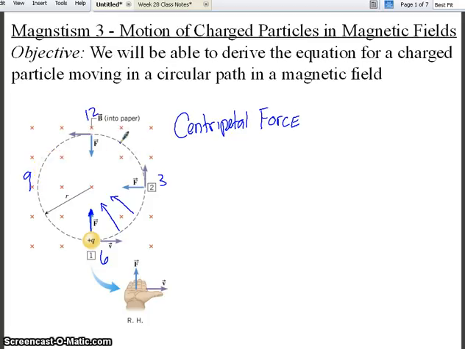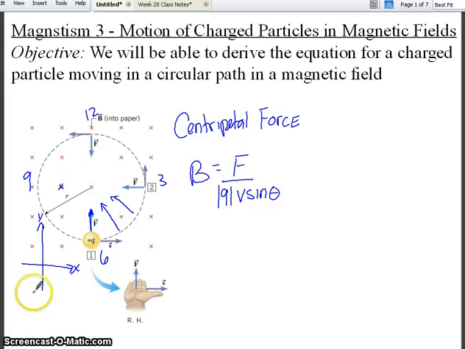So, let's look at our equation right now. Our equation for a magnetic field is B equals F over Q V sine theta. We can assume here, just like in this picture, at this point the particle is moving in the x direction. And the magnetic field, these are arrows, the magnetic field is going into the page. So the magnetic field is really along this z-axis right here.